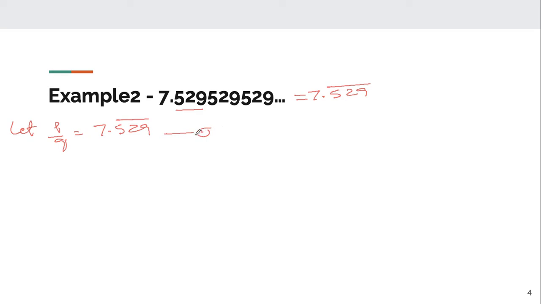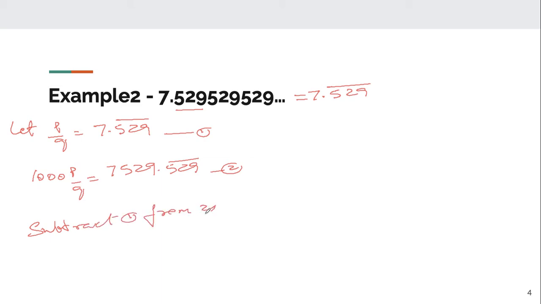This is equation 1. In the second step, we need to bring one set of repeating digits to the left hand side of the decimal. Because here 3 digits are repeating, we can do it by multiplying 1000, 1 followed by 3 zeros, on both sides. So this becomes 1000 p by q equals 7529.529 bar. This is equation number 2. Third step is to subtract. So we will subtract 1 from 2.